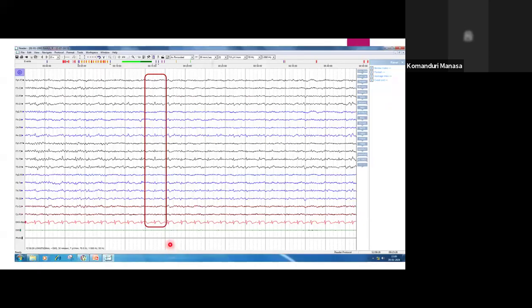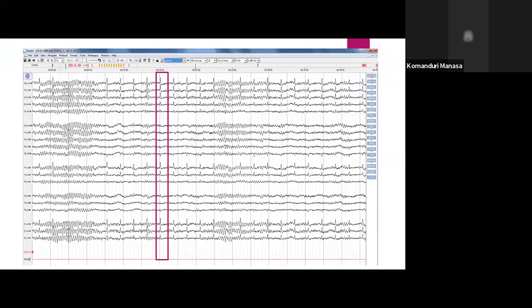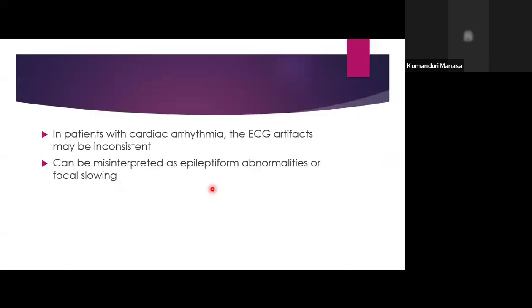So this is one ECG artifact seen over the posterior head regions, most prominent on the left side. It is time locked with the ECG and very rhythmic and regular. This is a referential montage showing the ECG artifact along with the ECG, time locked with the ECG. When we use the ipsilateral ear montage like here, it will show more prominent ECG artifacts.